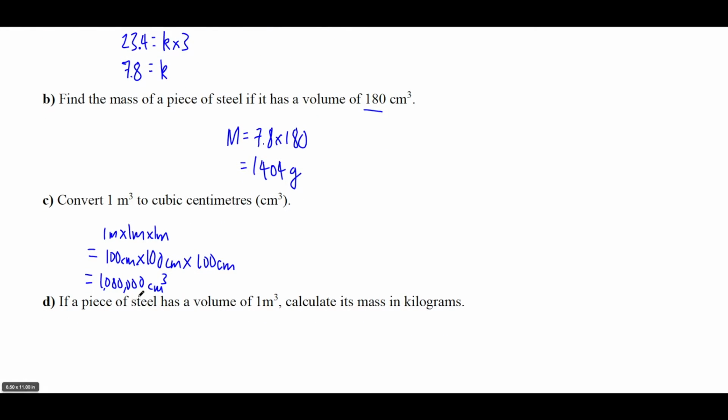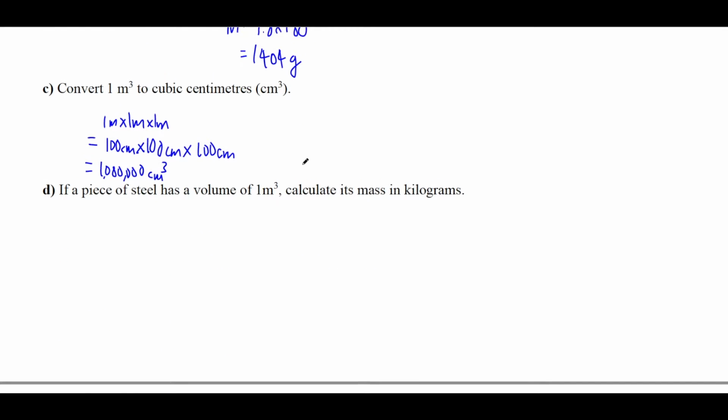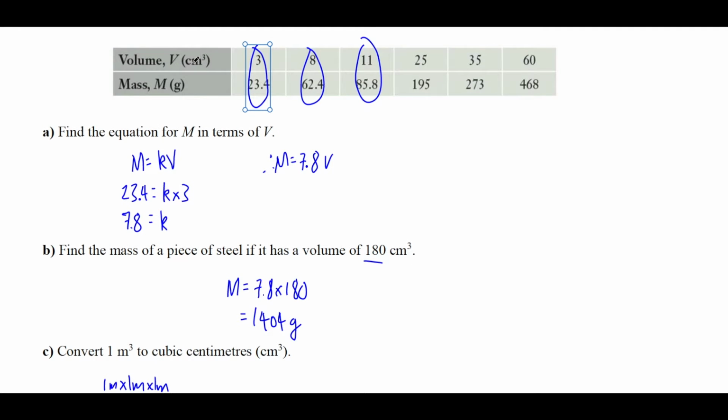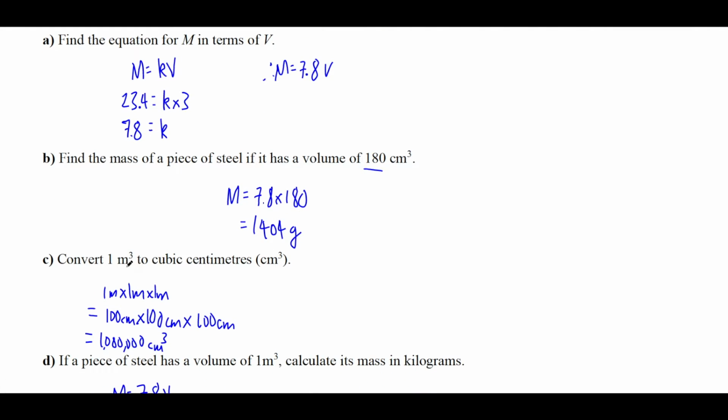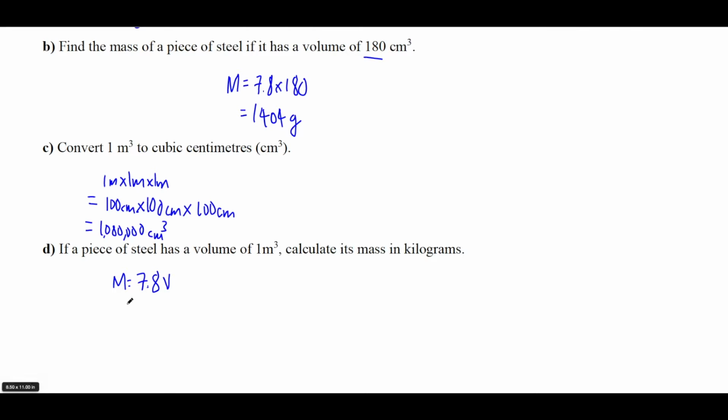If a piece of steel has a volume of 1 cubic meter, calculate its mass in kilograms. We just use the formula again. m is equal to 7.8v. Remember here, you have to be careful with units. The volume is in cubic centimeters, so that's why they ask you to convert 1 cubic meter to cubic centimeters. If it has a volume of 1 cubic meter, that means it has a volume of 1 million centimeters cubed. So this is equal to 7.8 times 1 million.